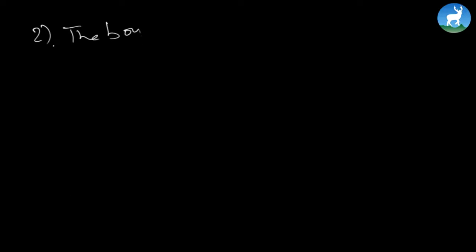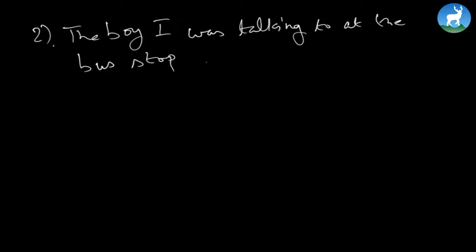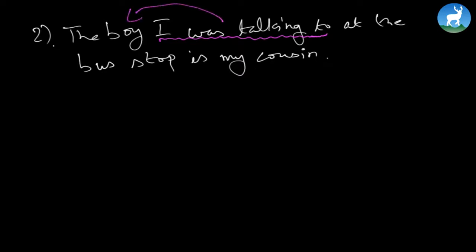Let's look at the second example. The boy I was talking to at the bus stop is my cousin. Here, the boy is the subject, and "I was talking to" is a clause. It defines the boy itself. He was talking to this particular boy. This narrows down the subject here. The boy I was talking to at the bus stop is my cousin. So this is what we deal with in relative clauses.